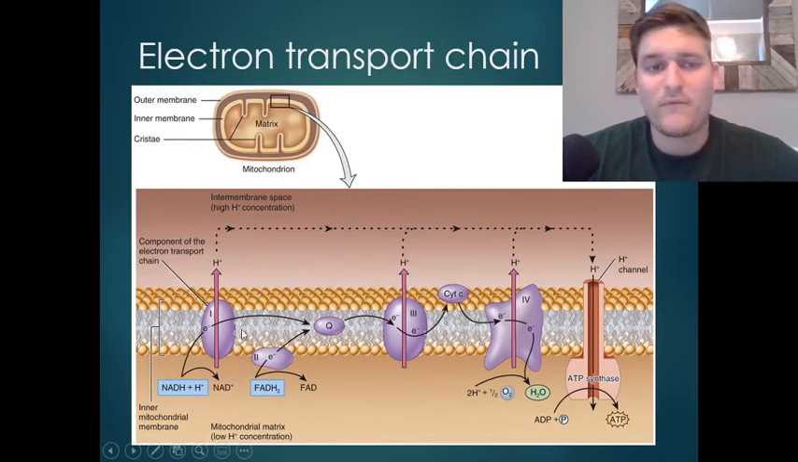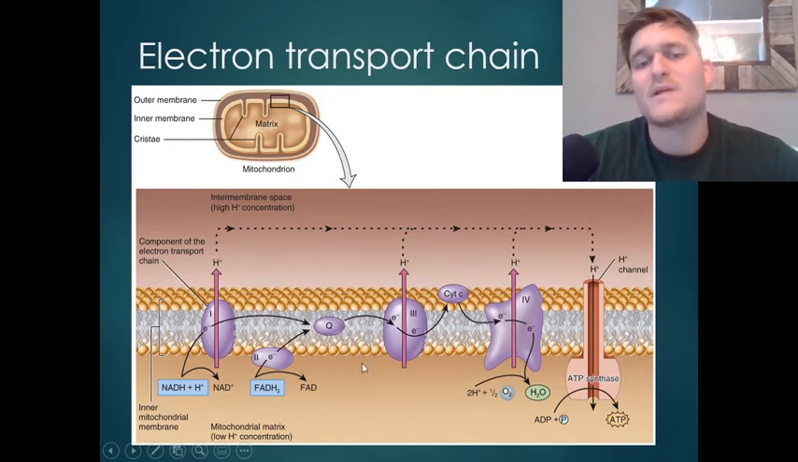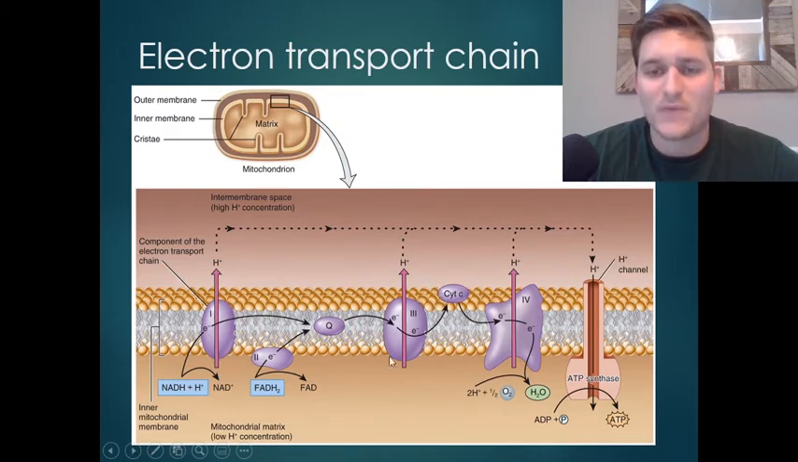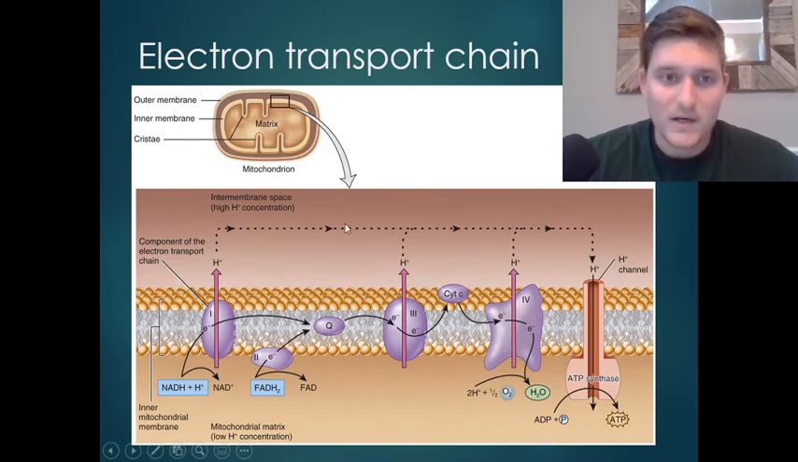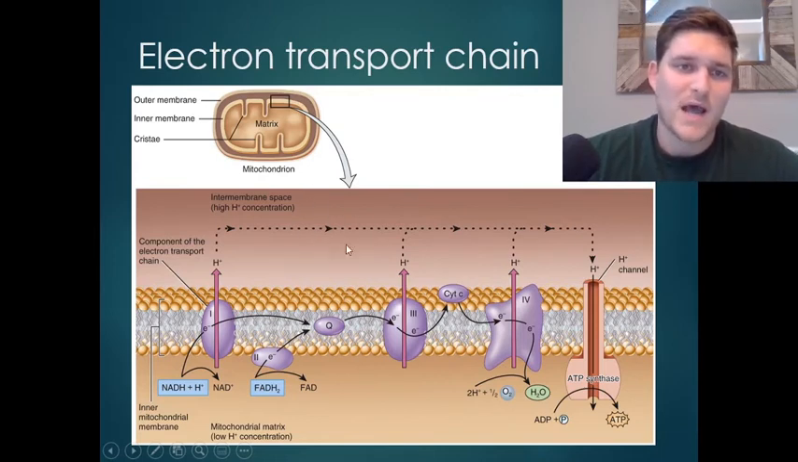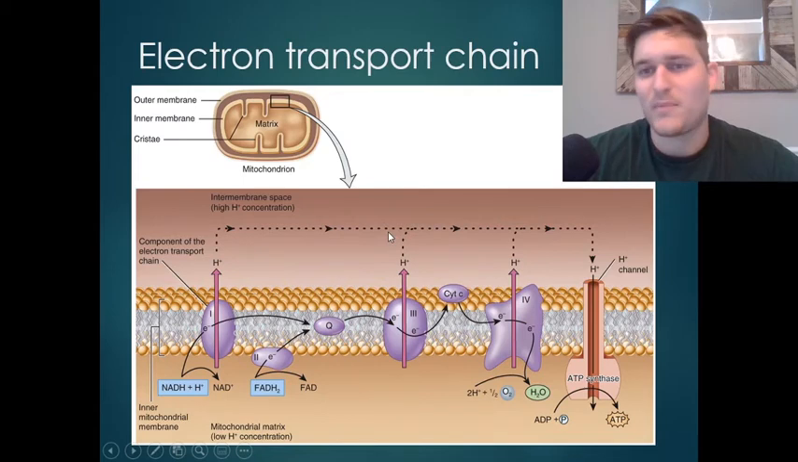And so we get 4 protons pumped in complex 1, 4 protons pumped in complex 3, and then 2 protons pumped in complex 4. And so we're going to have 10 hydrogens now on this higher area of concentration, this intermembrane space.